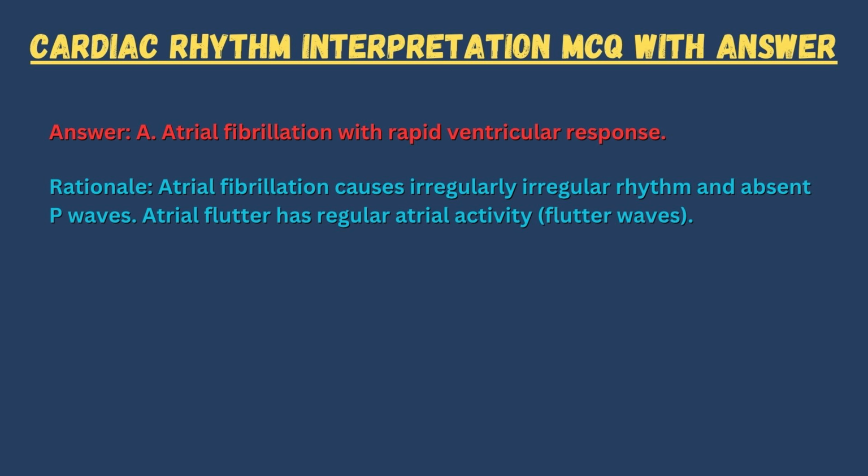Answer: A. Atrial fibrillation with rapid ventricular response. Rationale: atrial fibrillation causes an irregular rhythm and absent P waves. Atrial flutter has regular atrial activity with flutter waves.